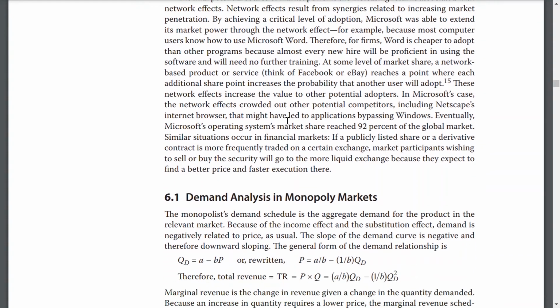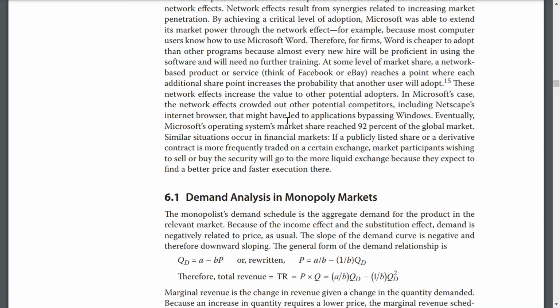A network-based product or service, think Facebook or eBay, reaches a point where each additional share point increases the probability that another user will adopt. These network effects increase the volume of potential adopters. In Microsoft's case, the network effect crowded out other potential competitors, including Netscape's internet browser, that might have led to applications bypassing Windows. Eventually, Microsoft's operating system market share reached 92% of the global market.